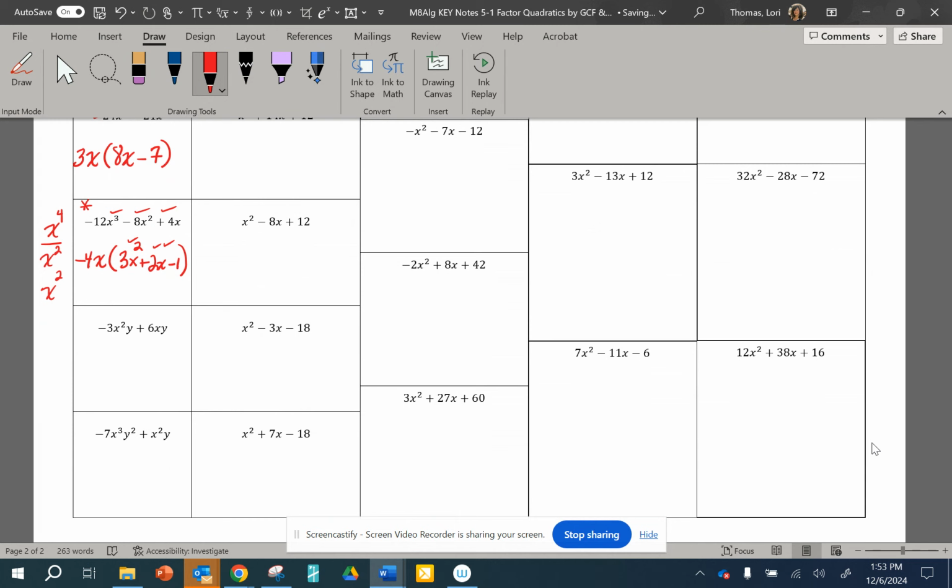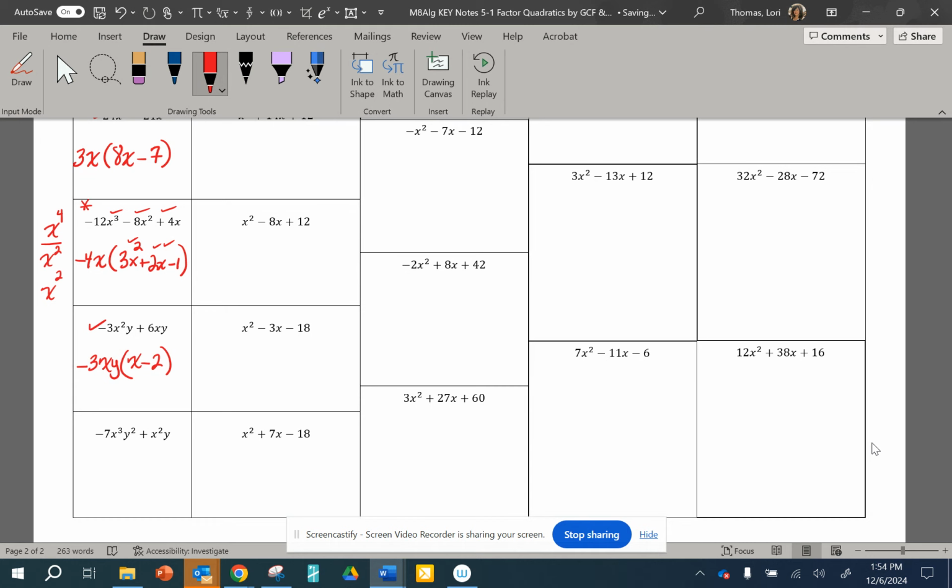Our leading coefficient is negative, so we're going to factor out a negative 3xy. When I divide each of the terms by negative 3xy, I'm left with positive 1x minus 2. Again, we could redistribute to check to make sure we are correct.